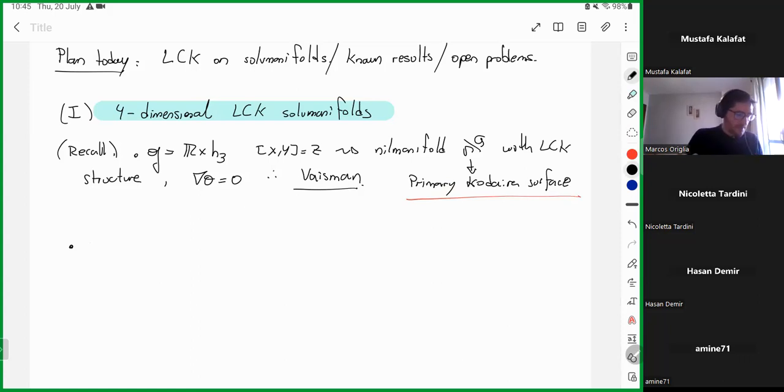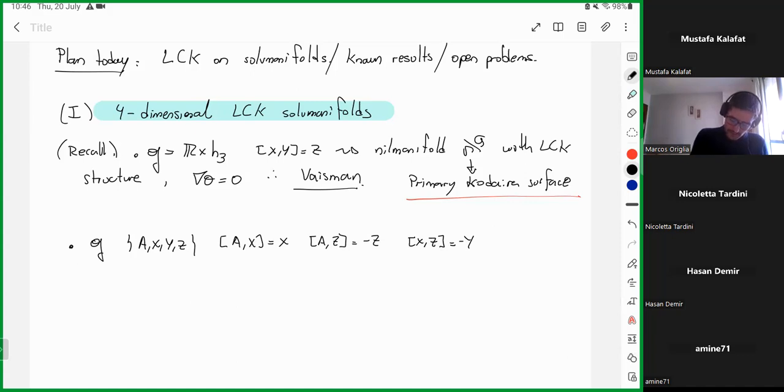Now let me give you another one, just to get the flavor of what is happening in dimension four. Let's take g, a four dimensional Lie algebra with the basis a, x, y, z. Here the Lie brackets are a little bit different. a acts on x and z diagonally, and then [x, z] is just minus y. That's all the Lie brackets in our Lie algebra. We need to define again the metric, such that the basis is orthonormal, and the complex structure J is the same as in the previous example, so a goes to z and x goes to y.